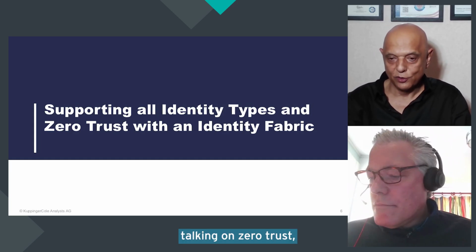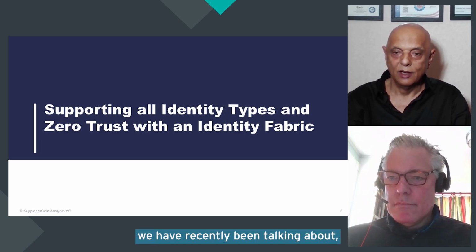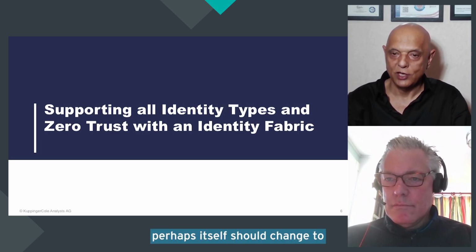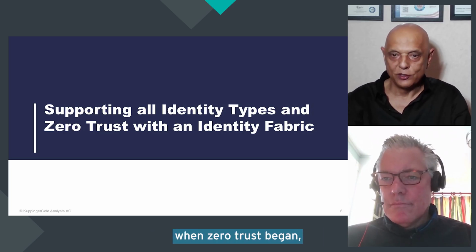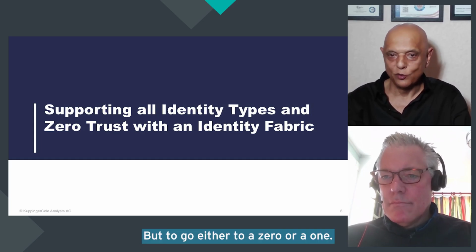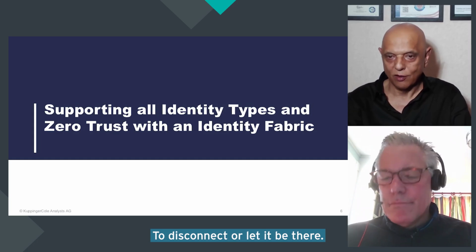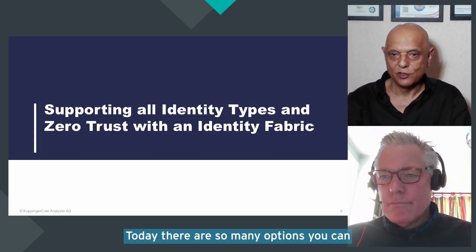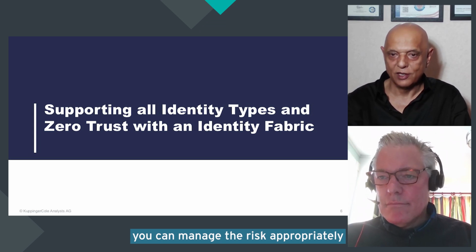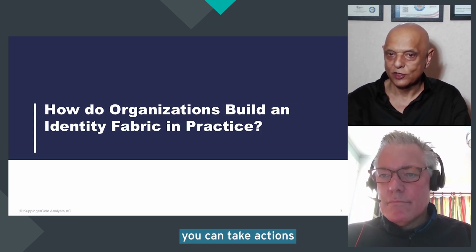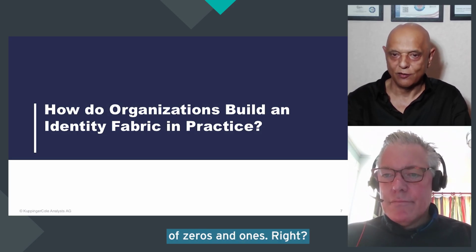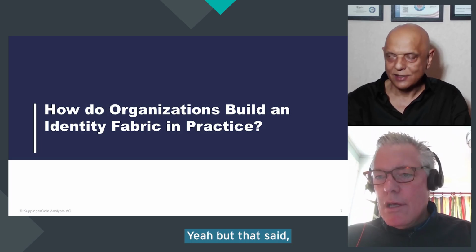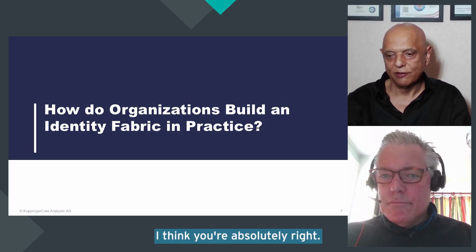In fact, talking on zero trust, we have recently been talking about the name. It perhaps should change to something like managed trust. Because if you remember, 8, 9 years ago when zero trust began, the technology did not offer many options but to go either to a 0 or a 1, to disconnect or let it be there. But today there are so many options. You can manage the risk appropriately. Depending on the risk, you can take actions, and it has become more of a continuous scale rather than a discrete scale of zeros and ones, right? But that said, I think you're absolutely right.